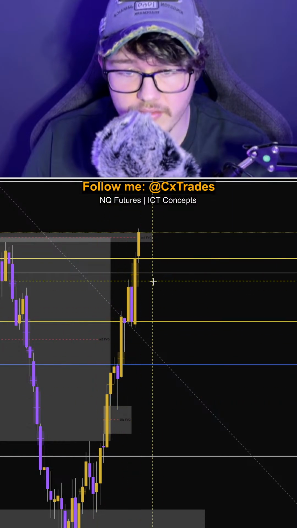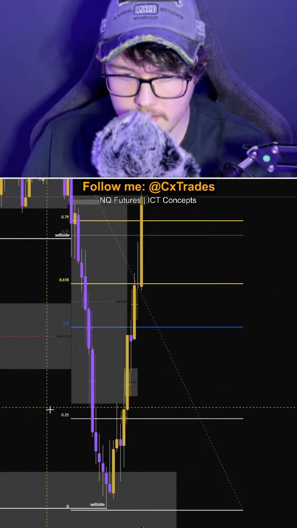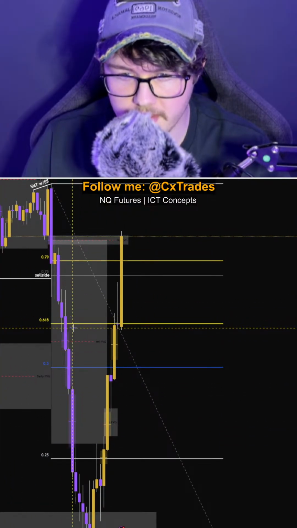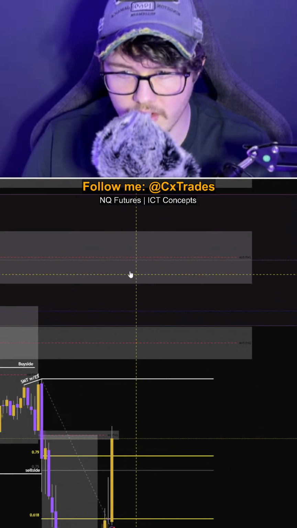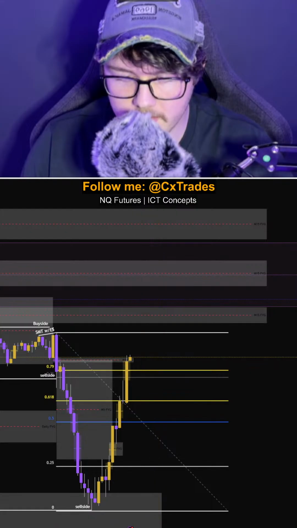I can't believe that we just ran up like this. No entry whatsoever. There's no inversion that you could have taken here, apart from this, but then your stop loss is huge. You've got to cover all this area, and for a 1-for-1, you're going to have to target all the way up here. Which I guess is fine, but that's just crazy.